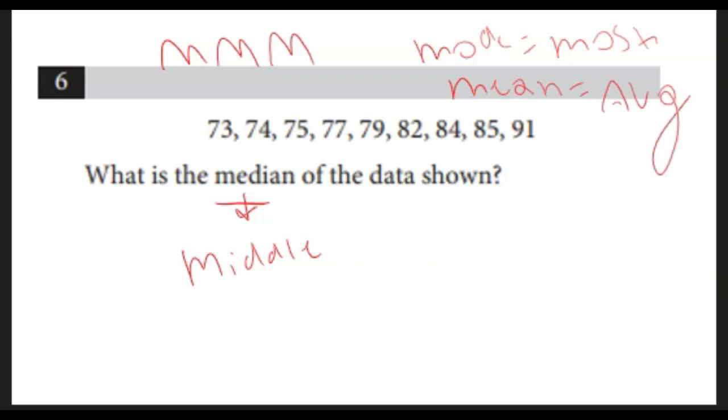And then I like to think of median as in middle, because they have similar letters and a similar length. So it's the middle of this data set. If we cross off this one, we slowly work our way down to the middle. We find out that 79 is directly in the center. So the answer is 79.